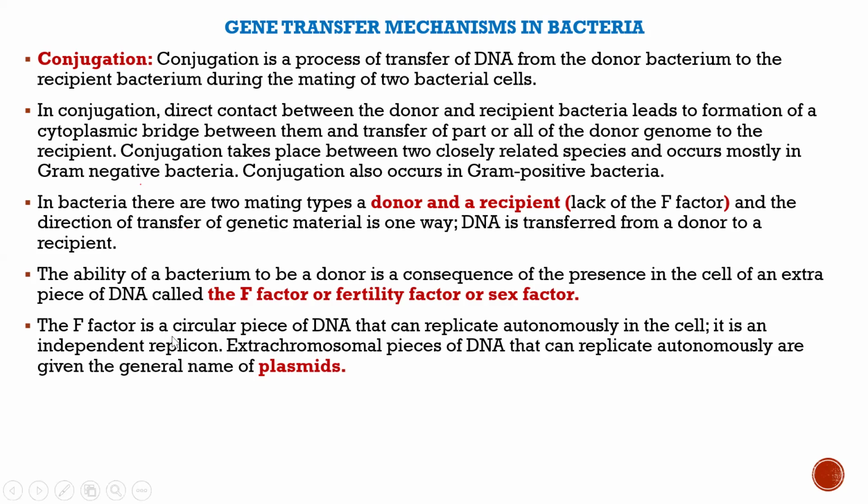So the F factor is a critical piece of the DNA. It's part of the DNA that can replicate autonomously in the cell. So it is an independent replicon. So extra chromosomal pieces of DNA that can replicate independently are given the general name plasmids.